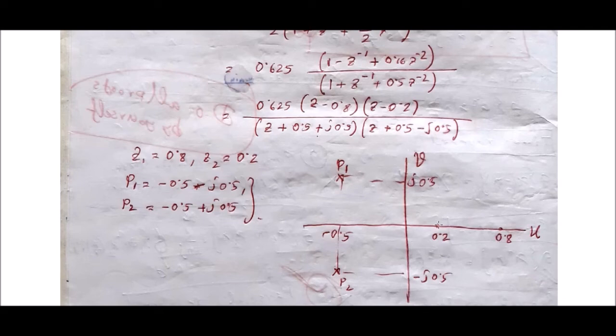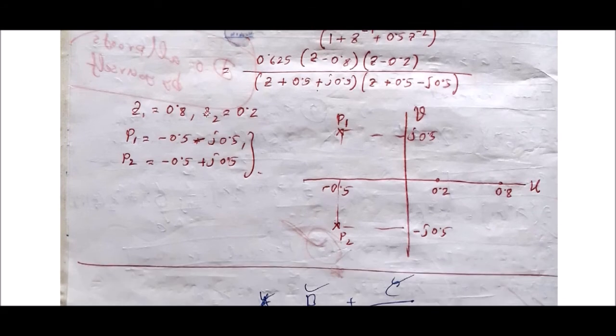It is the x axis, it is the y axis. Simply, if you plot the zeros, 0.8 should be somewhere here in the positive real axis, and 0.2 may be somewhere here. These are denoted by small circles because these are the zeros. And these two are the poles. Poles are actually denoted by a cross sign. These two are the poles.